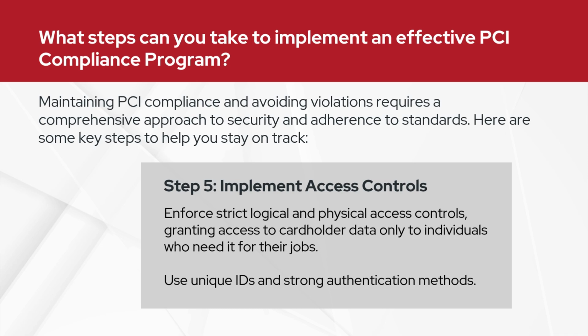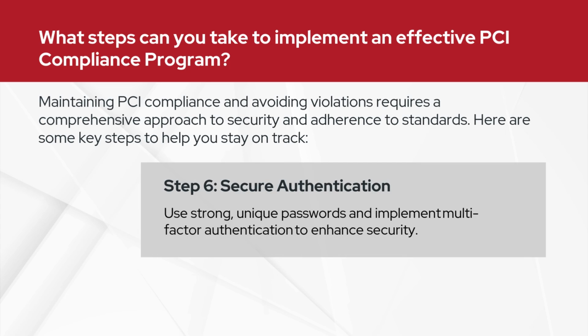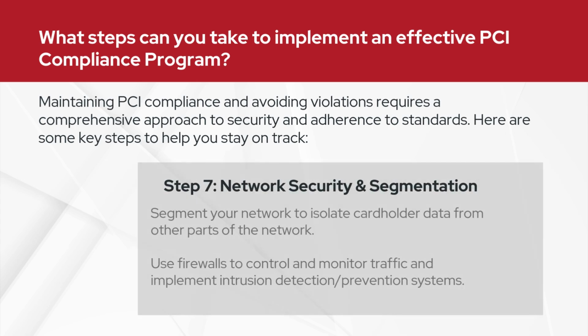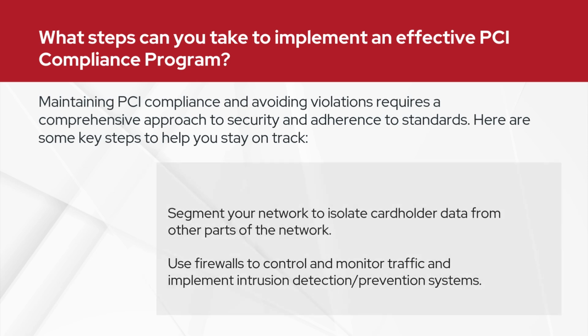Step 5. Implement access controls. Enforce strict logical and physical access controls, granting access to cardholder data only to individuals who need it for their jobs. Use unique IDs and strong authentication methods. Step 6. Secure authentication. Use strong, unique passwords and implement multi-factor authentication to enhance security. Step 7. Network security and segmentation. Segment your network to isolate cardholder data from other parts of the network. Use firewalls to control and monitor traffic and implement intrusion detection or prevention systems.